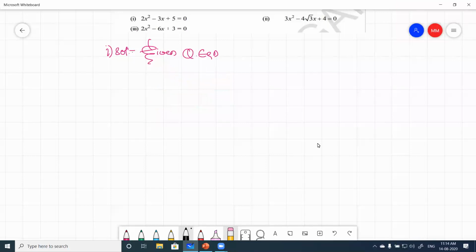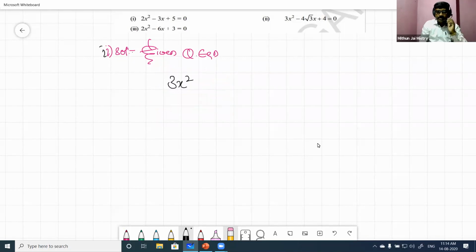Let us look at how to find the second question. The second question is: given quadratic equation is 3x square minus 4 root 3x plus 4 is equal to 0.